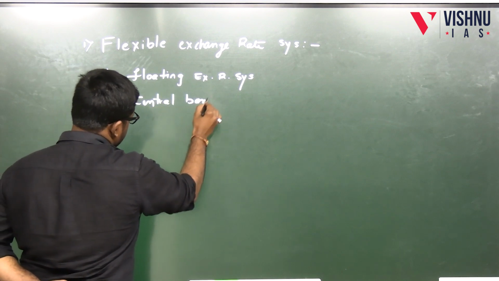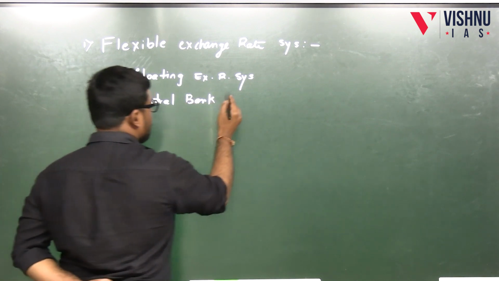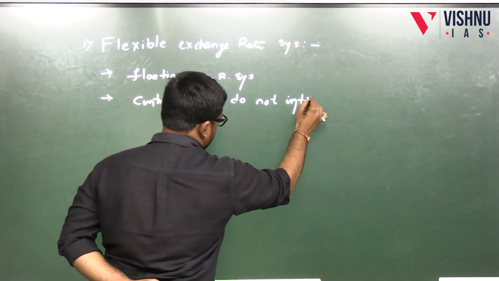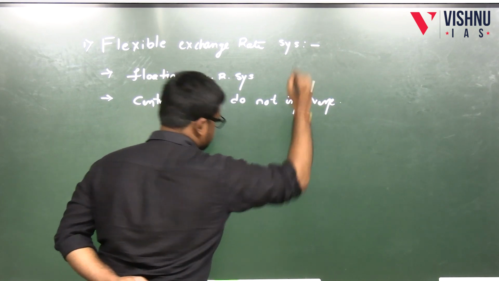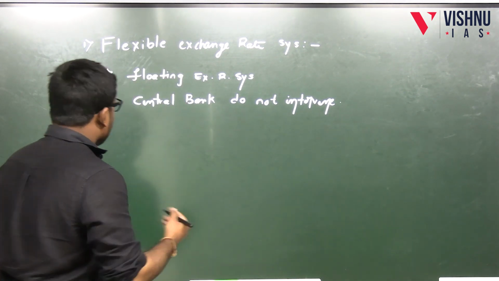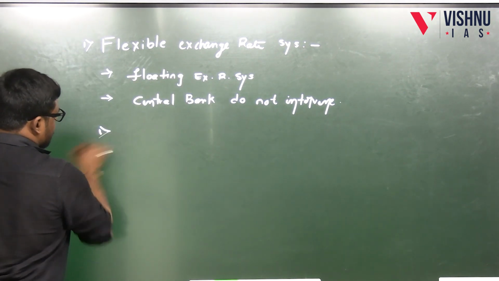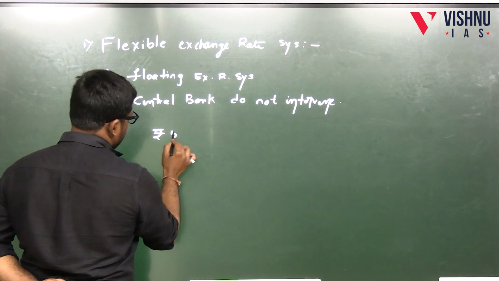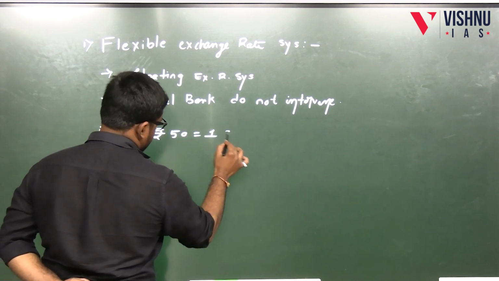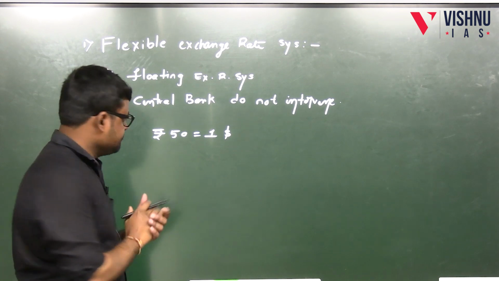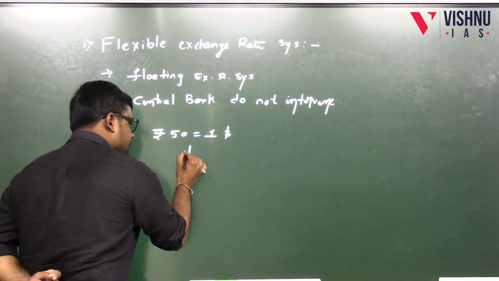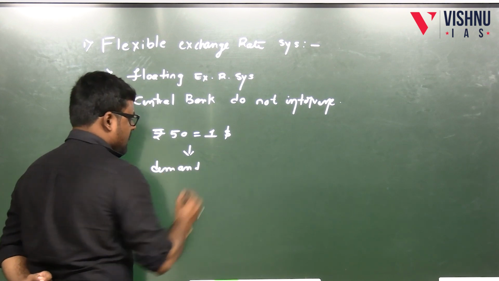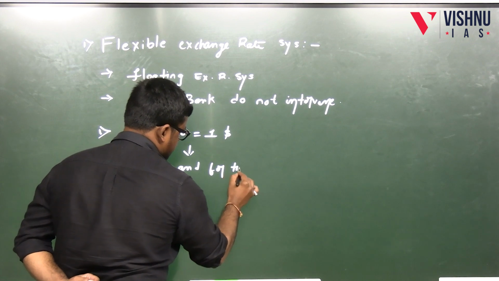The central bank does not intervene in this type of exchange rate system. Okay, so let us take an example here. Suppose 50 rupees is equal to $1 initially, let us say. Now the demand for the foreign goods increases. For example, demand for the foreign goods increases.